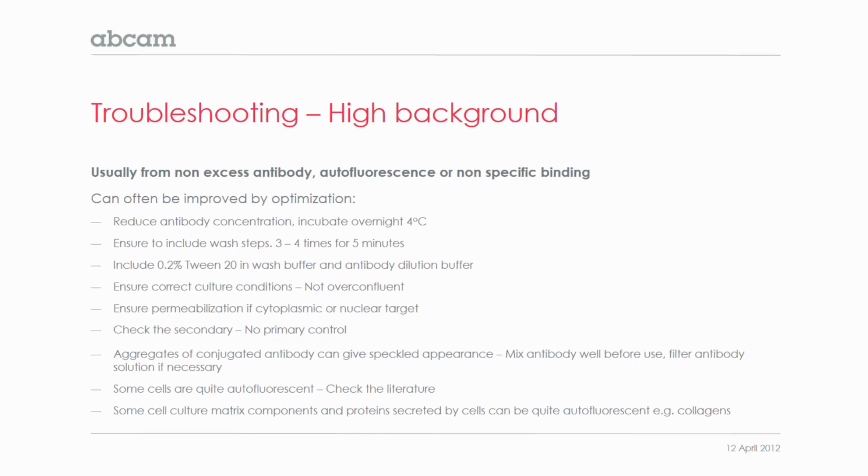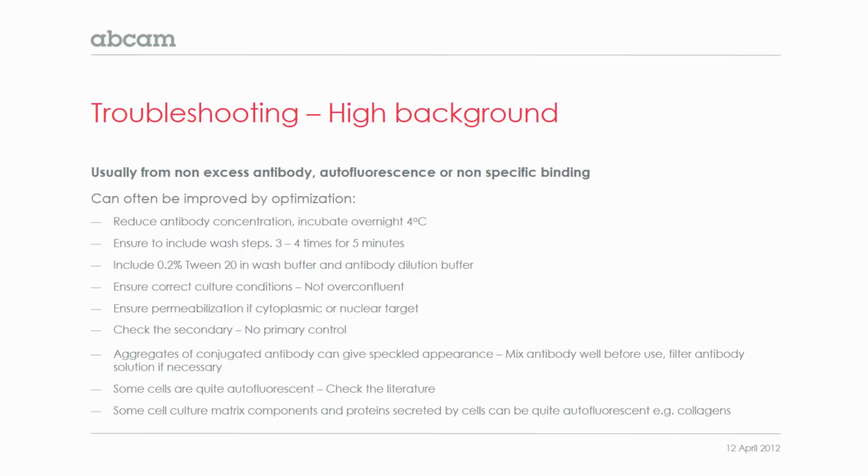So we move on to high background. So if you have high background, it's usually from excess of antibody or autofluorescence maybe, or from non-specific binding. So for this, you need to do the opposite in a way. So you need to reduce the antibody concentration. Make sure you're incubating overnight at 4 degrees. Ensure that you're including wash steps. Wash 3 to 4 times for 5 minutes at each wash step. And make sure you include a mild detergent like 0.2% Tween in the wash buffer and antibody dilution buffer.